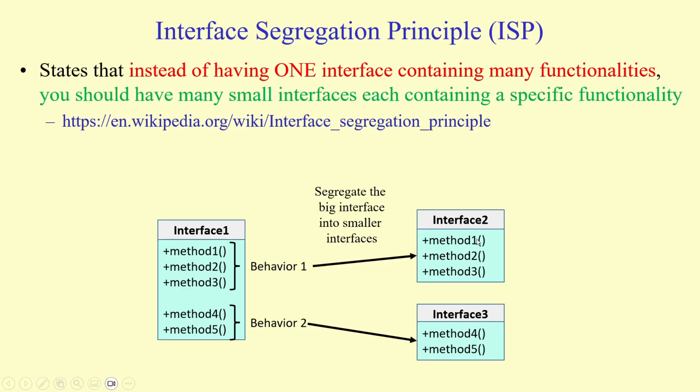So in this example, methods 1 to 3 are about behavior 1, so they should be put into their own interface, interface 2, and methods 4 and 5 define behavior 2, which is a separate behavior from behavior 1. So we should split them and put them into their own separate interface. Let's call it interface 3.